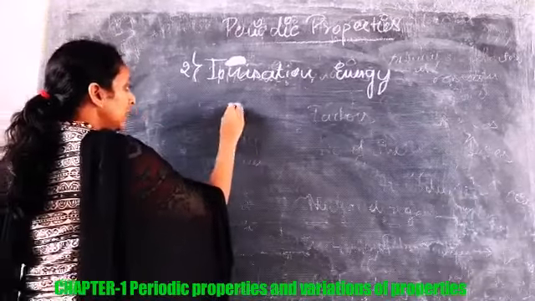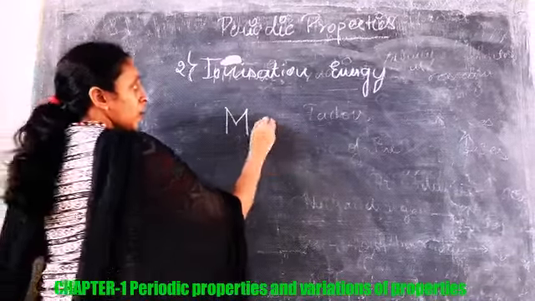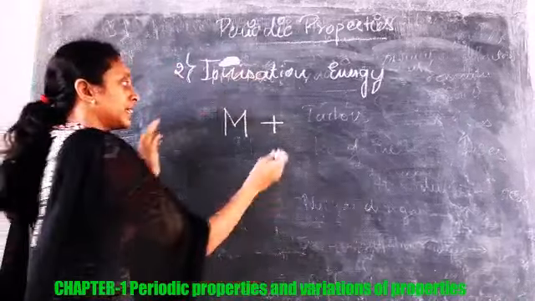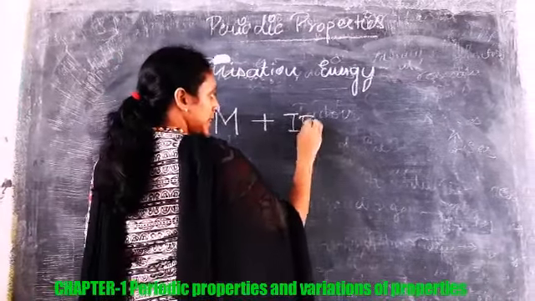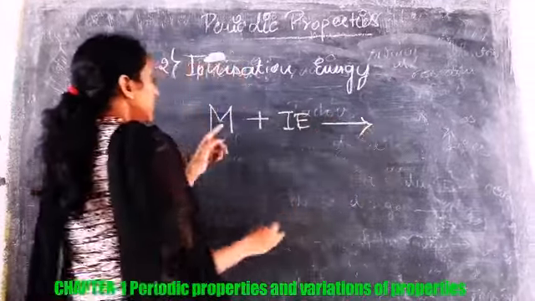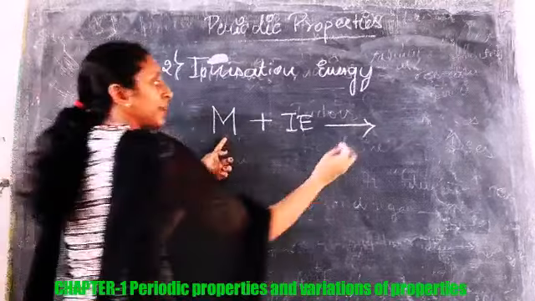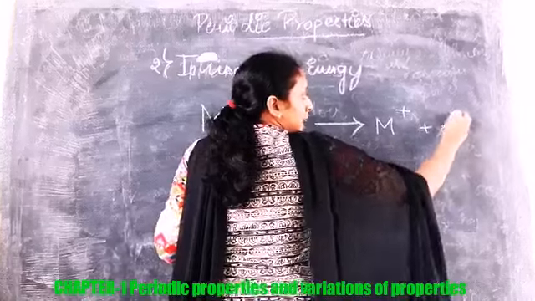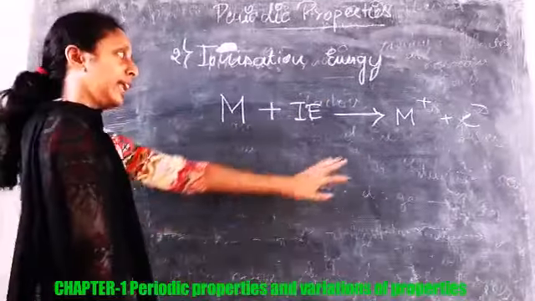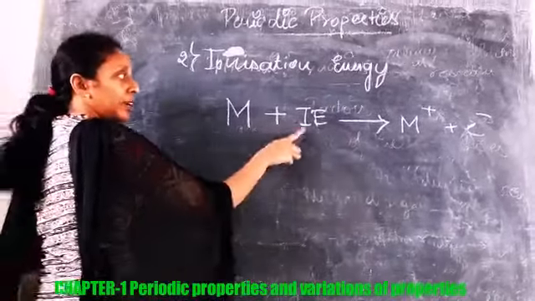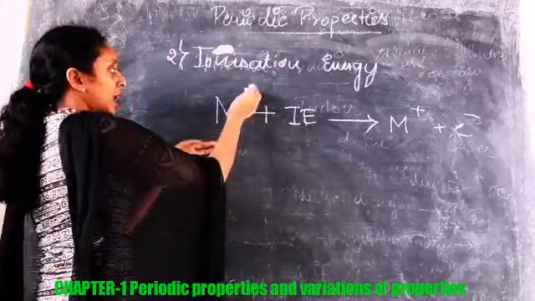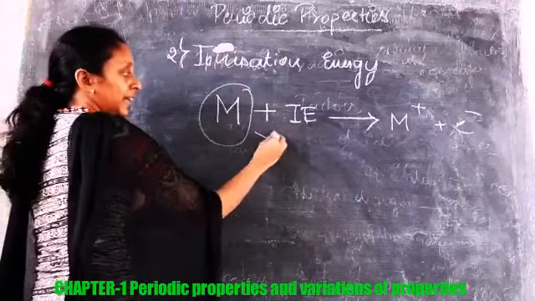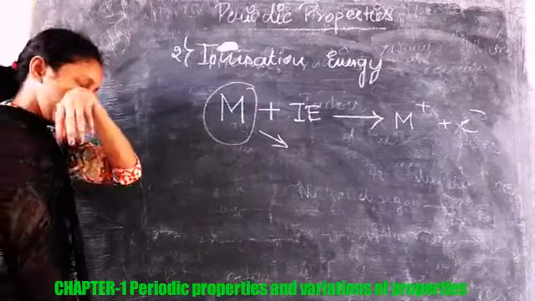So, for example, if you take one atom M plus the ionization energy, what happens is this will lose one electron and become M positive, and there is a discharge of one electron. So the energy required to remove an electron from this isolated atom is called the ionization energy.